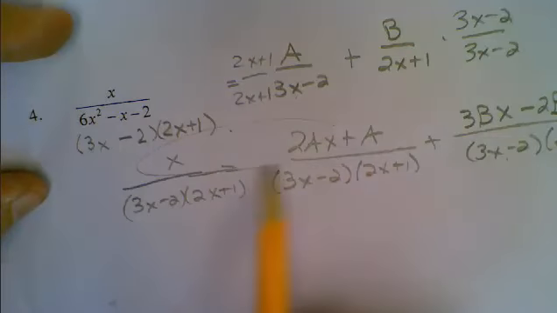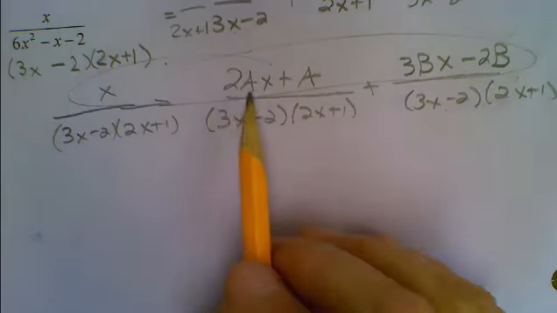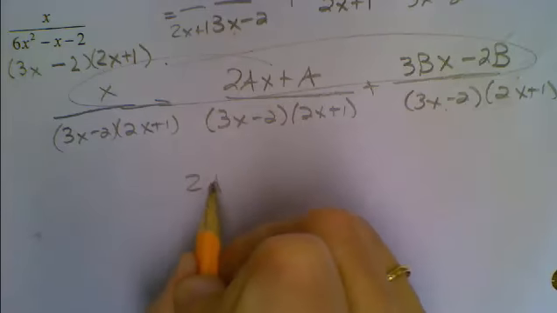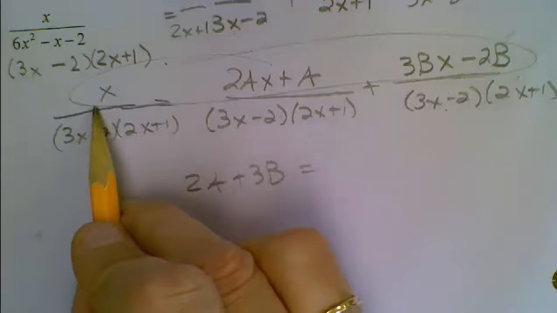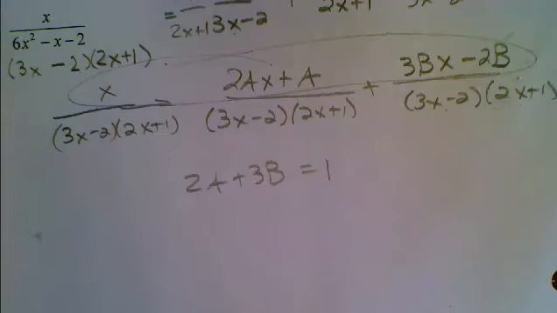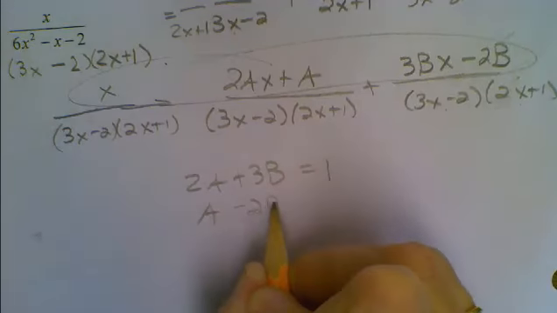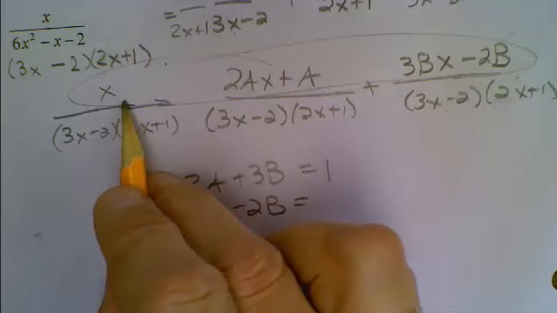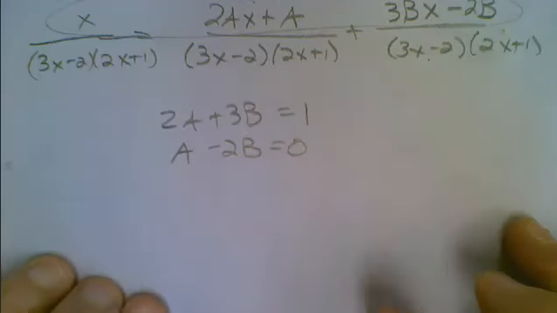So I set my numerators equal. And so my system will be with the x's. I have a 2a plus 3b. That has to equal how many x's I have over there, which is 1. For the numbers, I have a minus 2b. The numbers over here have to equal 0. So there's my system of equations.